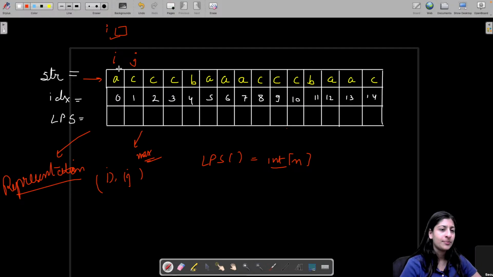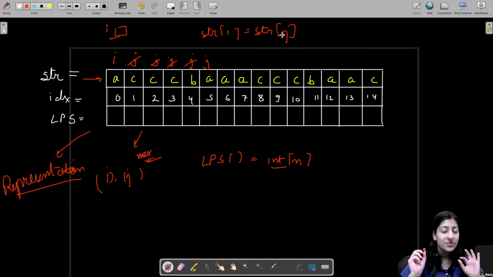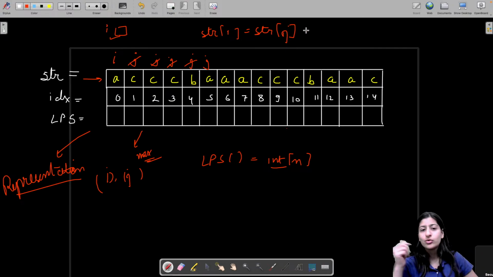So let's iterate over it. What is the character at i and what is the character at j? A and C, are they equal? No. So you increment j. Now your j is here. Is the character at the i index equal to the character at the j index? No. Move ahead. Not equal. Move ahead. Not equal. Now you are at this position. This is the first time that str of i is equal to str of j. The character present at the ith index is equal to the character present at the jth index. That means there is a possibility to find a prefix which is equal to a suffix.